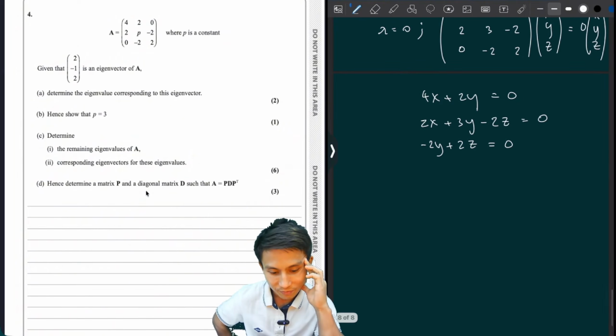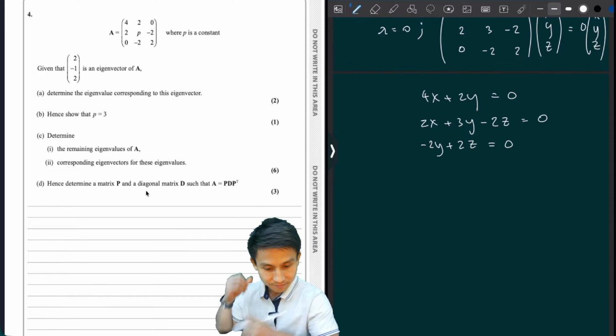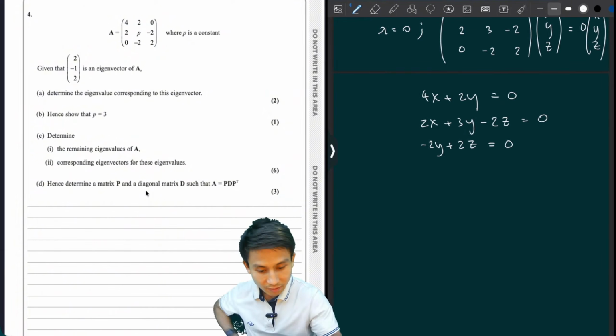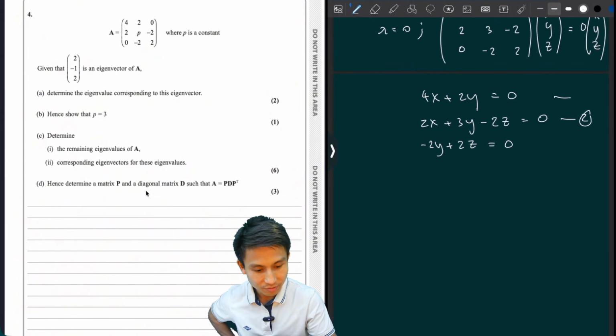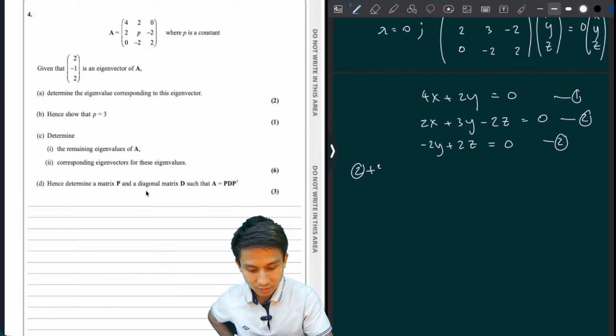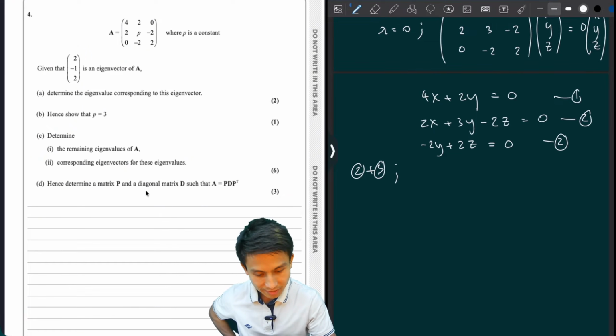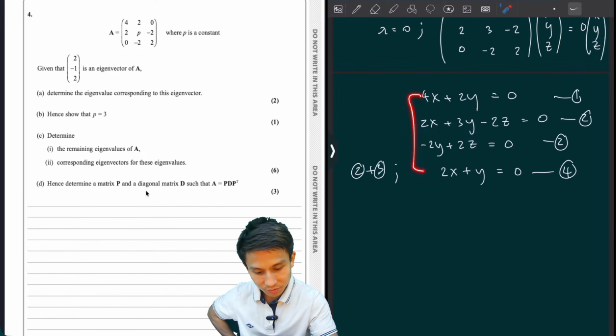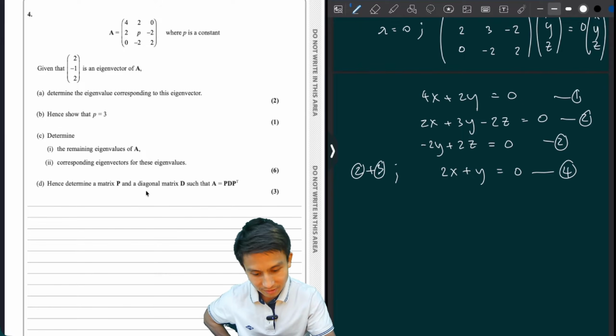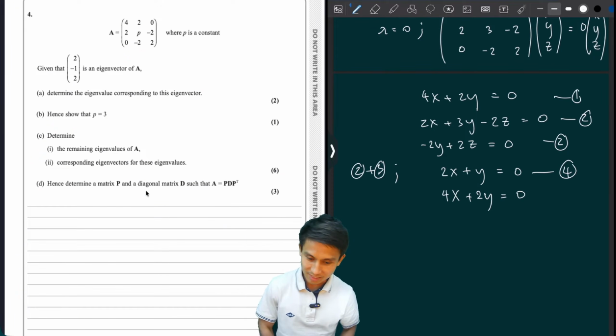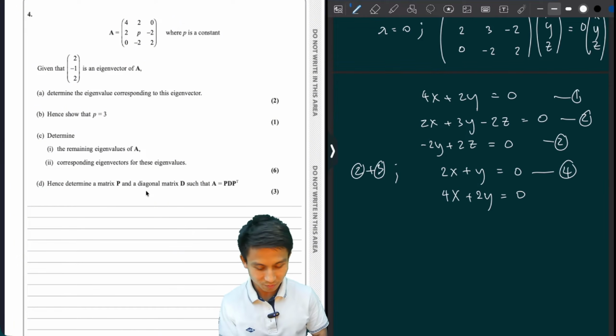So let's see. Okay, let me just think about that. If we add these two, so I'm just going to number them 1, 2, 3. If we add 2 and 3, we get what? So the 2z cancel, we get 2x plus y equals 0. Well, that's equation 4 maybe. And then we're going to solve between these two, right? Oh, so this is the same as 4x plus y plus 2y equals 0. So that doesn't help there, so they lead to the same thing, which we will take.